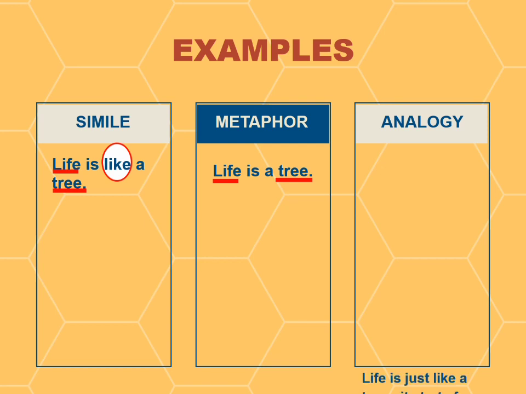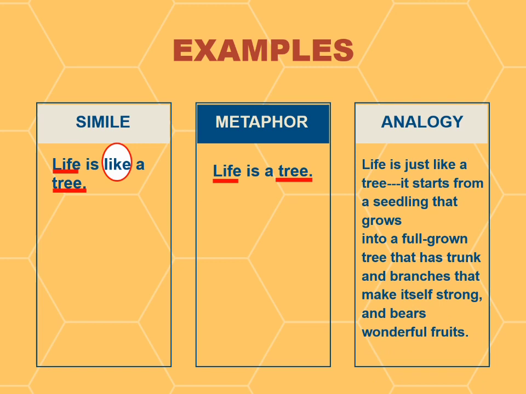And analogy: life is just like a tree. It starts from a seedling that grows into a full-grown tree that has trunk and branches that make itself strong and bears wonderful fruits. In this sentence, the words life and tree are also compared, and it also used the word like to show this comparison. However, analogy provides an explanation why life is just like a tree. And this is, it starts from a seedling that grows into a full-grown tree that has trunk and branches that make itself strong and bears wonderful fruits.